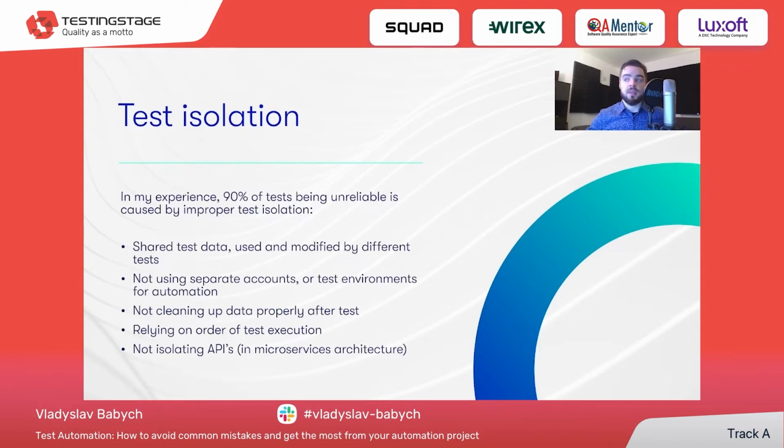So what does it mean? It means that we're sharing test data. For example, we're using the same test data by multiple tests, and it's being modified in some unexpected ways, and this causes some instability. Other ways it can happen is that we are not using separate accounts or test environments for automation. We might also not be cleaning up data properly after tests. God forbid we rely on order of test execution. And for example, we may not be properly isolating our APIs, for example, in a microservices architecture.